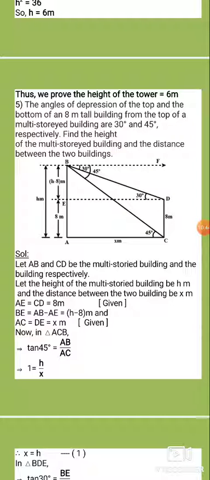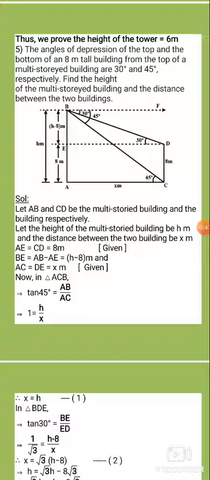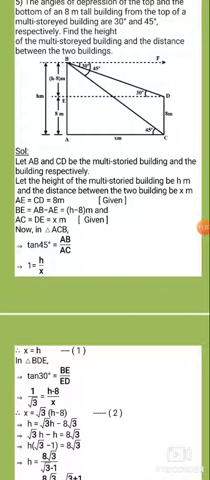Second triangle, in triangle BDE, tan 30 degrees is equal to BE by ED. So 1 by root 3 is equal to (h minus 8) by ED, which is x. So x is equal to root 3 into (h minus 8). Put this as equation number 2. Now from equation number 1, x is equal to h. So substitute h instead of x. So h is equal to root 3h minus 8 root 3.